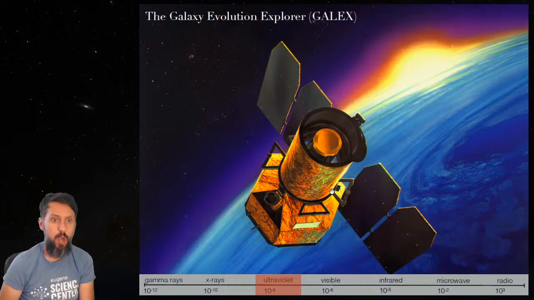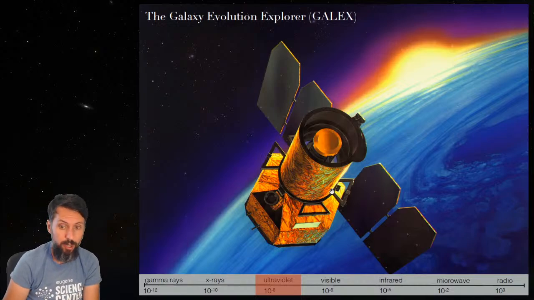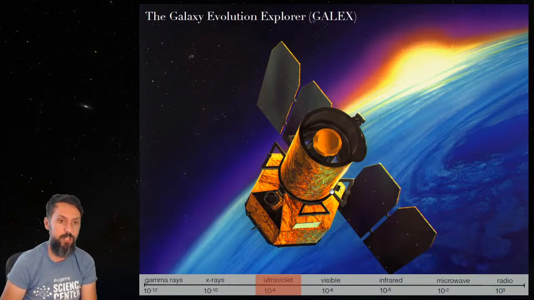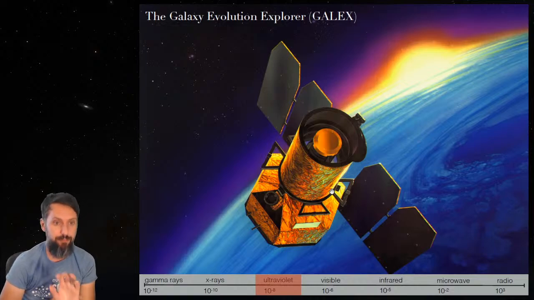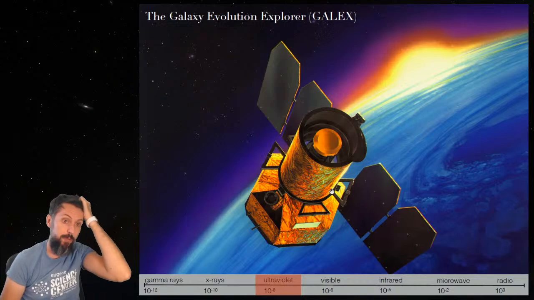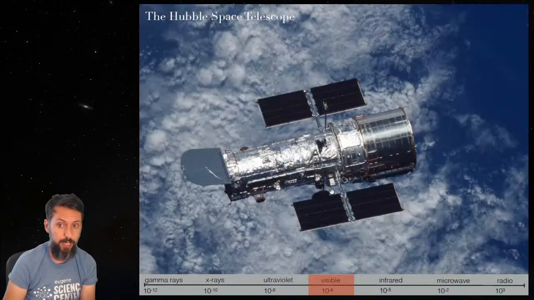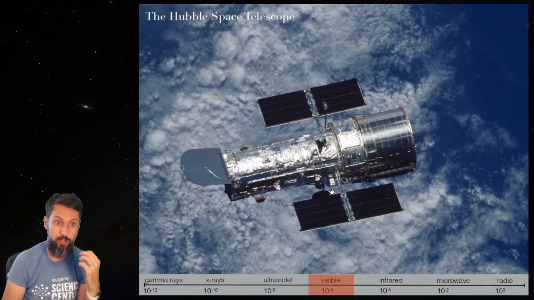In the ultraviolet, we had a telescope that isn't being used anymore, called the Galaxy Evolution Explorer, or GALEX, which is ultraviolet. It was a smaller mirror, but it was one of the only telescopes that focused on ultraviolet, something you can't do from the ground. And Hubble has ultraviolet capabilities, and it currently is the only telescope that has ultraviolet capabilities.